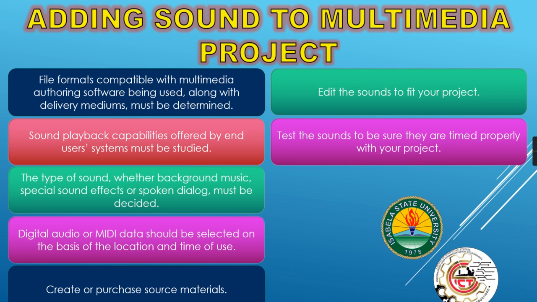So here are the processes to consider before adding sound to a multimedia project. First, you need to determine the file format, whether it is compatible with the multimedia authoring software or not. Second, you need to determine the sound playback compatibility. Third, you need to decide what kind of sound is needed, for example, background music, spatial sound effects, or spoken dialogue. Fourth, you need to decide where and when you want to use digital audio or MIDI data.